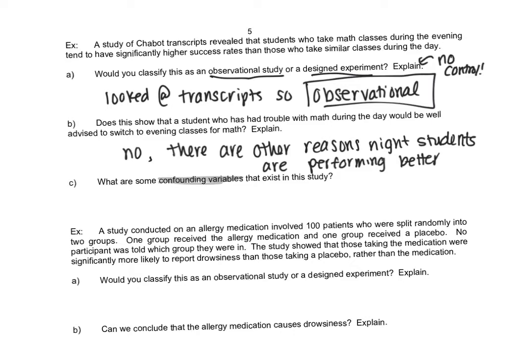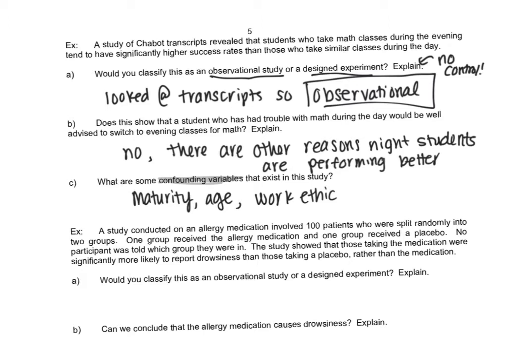So it's not that they're taking evening classes and they're doing better. They're doing better because of these confounding variables. So some of those might be maturity. I would say more mature students take night classes, or age, right? Those kind of go hand in hand. Working adults, so work ethic, right? You might have a better work ethic if you're taking night classes because you're working all day. And I'm sure there's more. So if you think of any others, let me know and maybe you can ask me if that counts.